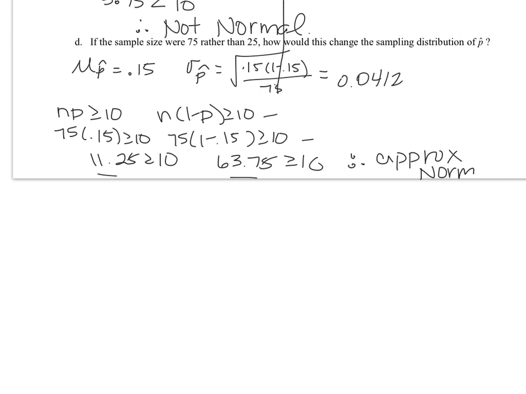Be careful when you say this. I always just say that the distribution is approximately normal because you want to make sure that you don't use the word sample distribution or sampling distribution out of context. So, all right, therefore approximately normal.